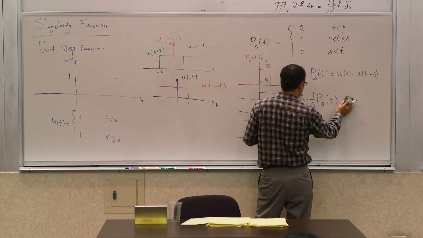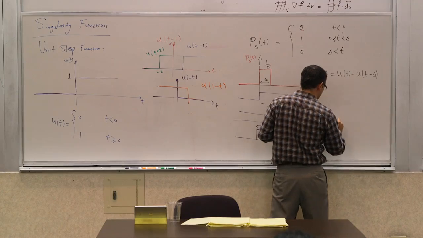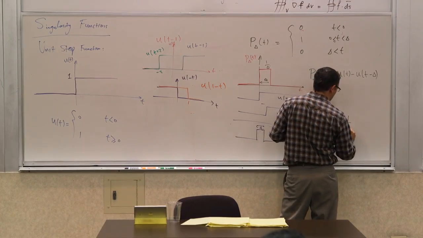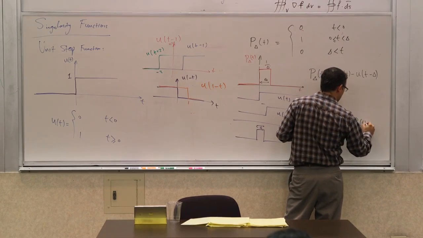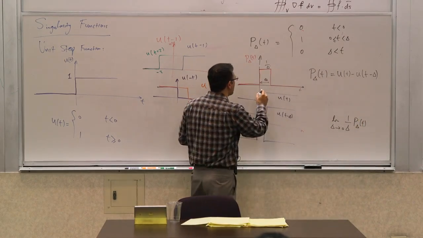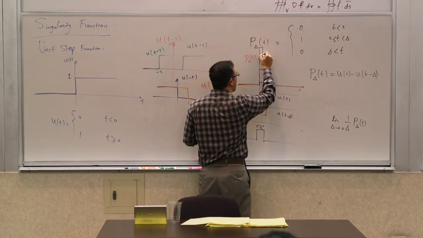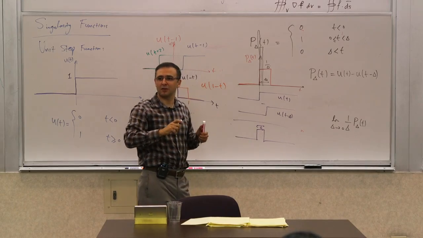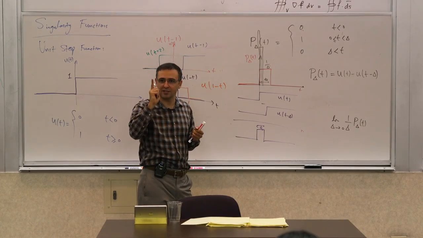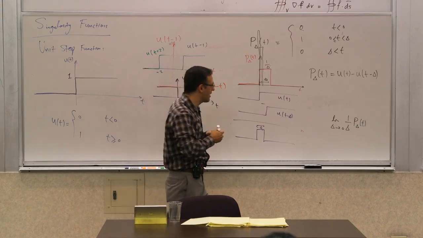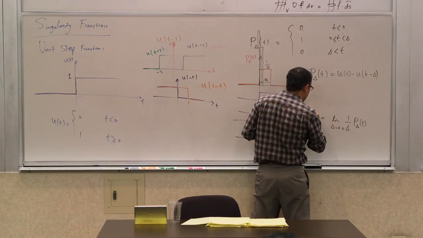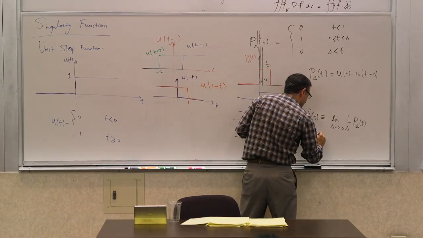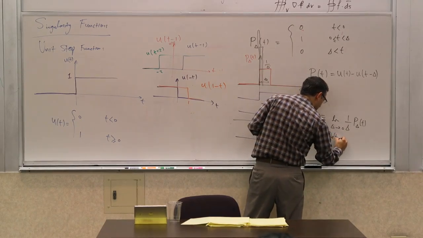So let me put it somewhere cleaner. It deserves its own space. So the limit as delta goes to 0 of 1 over delta p delta of t. I get something that becomes progressively taller and thinner, right? I can make it very, very tall, and in the limit, it becomes a point. So this thing is defined or called the Dirac delta. This is the Dirac delta.